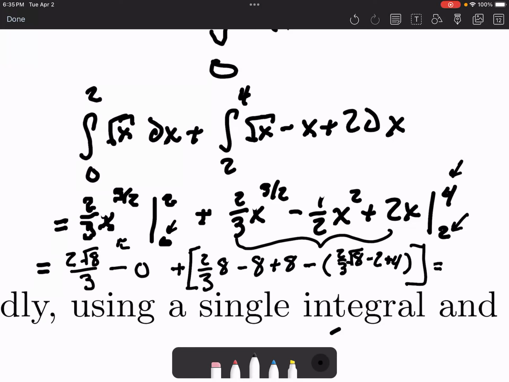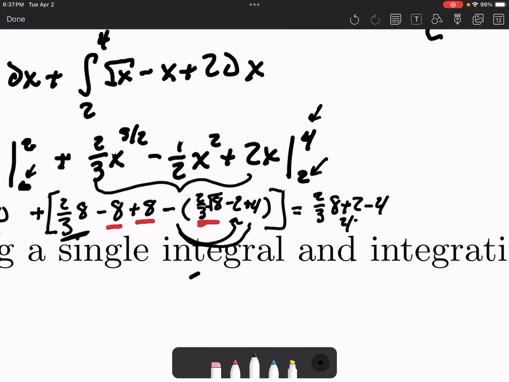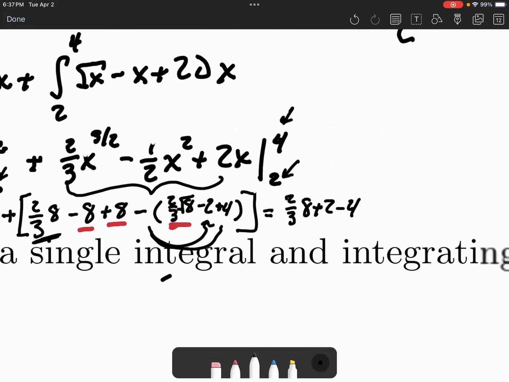So when the smoke clears the room, your final answer is, let's see if we can simplify. I've got this 2 square root 8 divided by 3, and what ends up being a minus 2/3 8 squared. We've also got that minus 0, that doesn't matter. This minus 8, this plus 8, that doesn't matter. We end up with 2/3 times an 8 from here, and then plus a 2 minus a 4. So that's 2/3 times an 8 minus 2, 16 over 3 minus 6 over 3. That's 10/3.